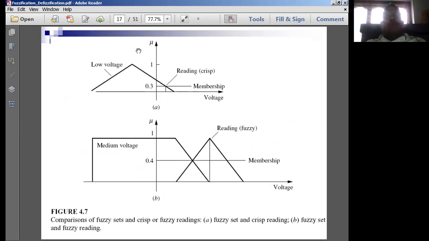Now, when we talk about the crisp reading, crisp means what? We should get the exact value, which is called the crisp. And the fuzzy set reading is normally represented by using the membership functions. That means in between these values, you may get any value. That is what is called an imprecise value. So fuzzy sets are always going to give us imprecise values.